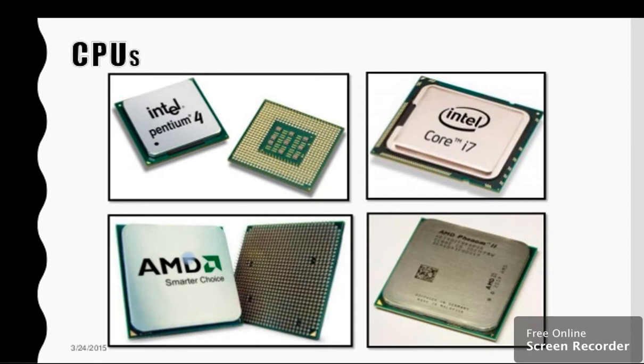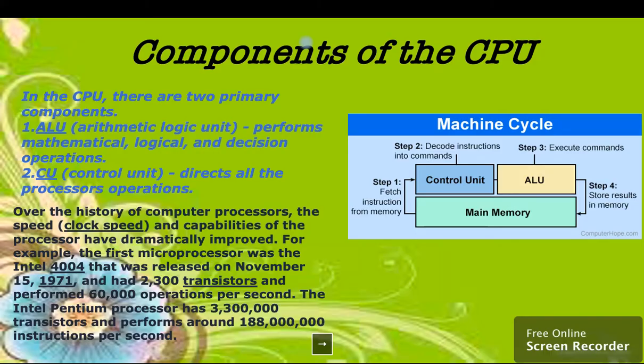In old times, we had our desktop and a cable to attach the CPU. Some of you have it. Now, components of CPUs. In the CPU, there are two primary components, ALU and CU. ALU, Arithmetic Logic Unit, performs the mathematical, logical, and decision operations. CU, Control Unit, directs all the processor operations.